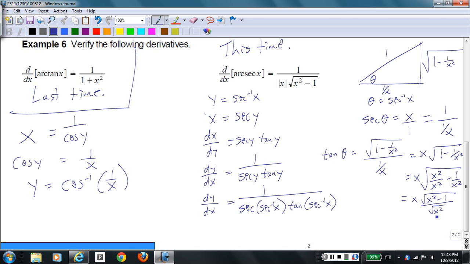Is that okay? I skipped the step where I write it as the square root of the fraction, where x squared minus 1 is in the numerator and x squared is in the denominator. Skip that step. And then use the quotient property of radicals, and we get this. Now, here's the thing. What is the square root of x squared? Yeah, sometimes it's x.